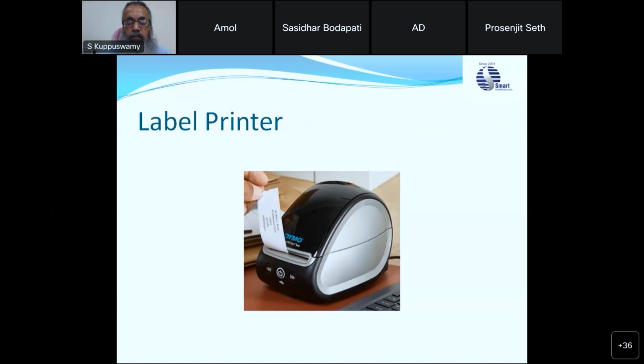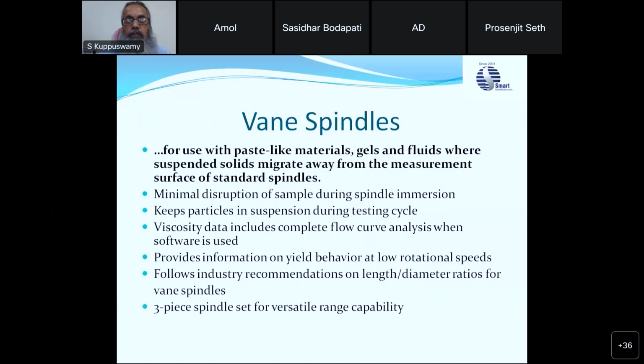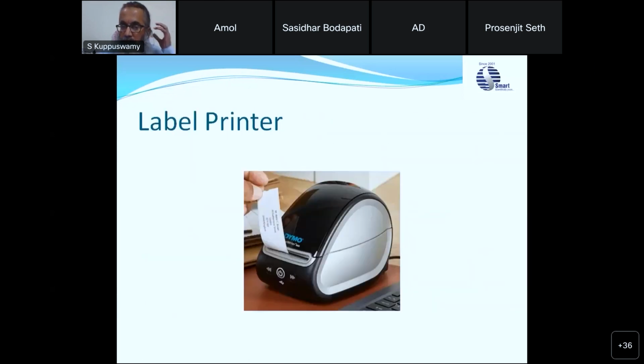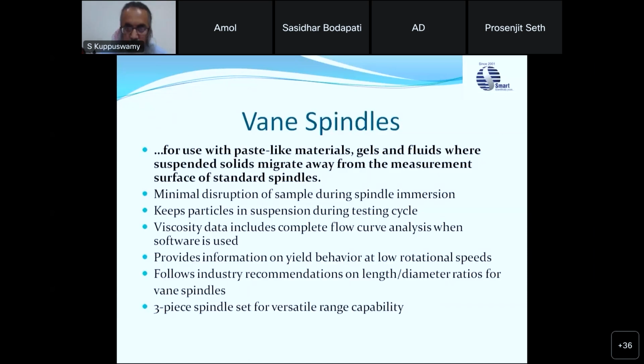Then data can be printed to a label printer. In the absence of RheoCalc software, data can be printed to a label printer called Dymo. Dymo 450 is the only compatible printer for Brookfield viscometers.